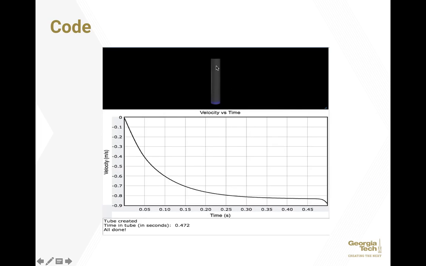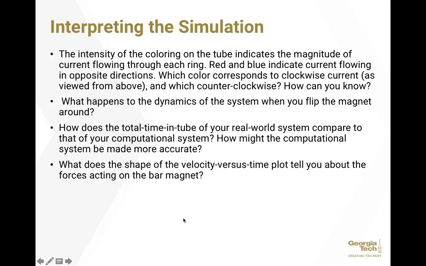So my model is shown here. This was after it was run, so it started from the top and ended up at the bottom right here. And this is my graph. It looks pretty good. Theoretically, it should level off down here, which it does. And then the time was 0.472 seconds, which was lower than expected, but I'll get to that in a bit.